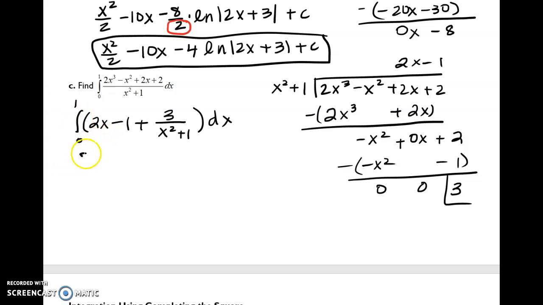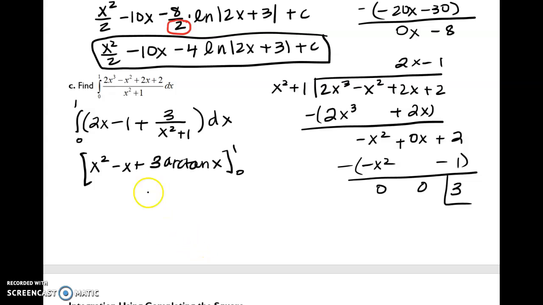So I take my antiderivative first. Antiderivative of 2x is x squared. Antiderivative of minus 1 is minus x. Plus this 3 over x squared plus 1, you might be tempted to do natural log like we did in the last two examples. However, this is different. This is not natural log. This is actually the arctan problem. So when we see x squared plus another constant squared, that is arctan in your denominator. In order for this to be natural log, we would actually have to do a u substitution, and the derivative of x squared plus 1 would have to be up in my numerator. So this is just 3 arctan x.